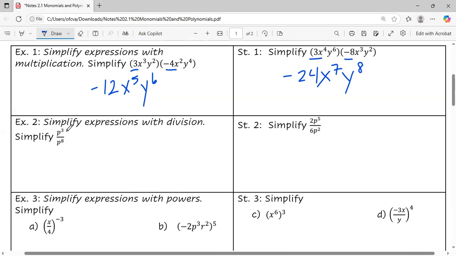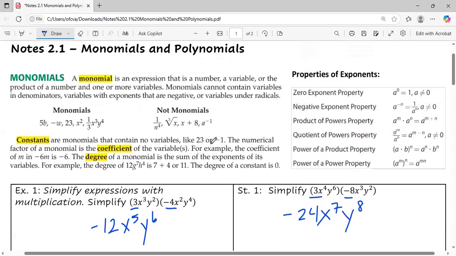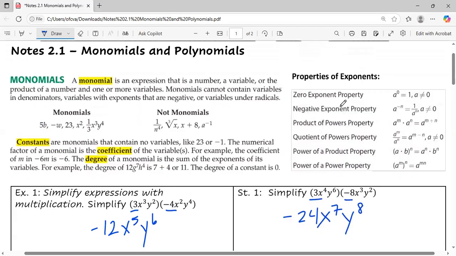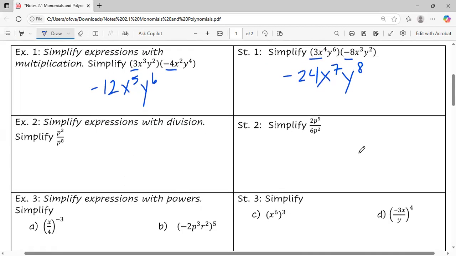The second example is about division. And remember that if you need to see the rules, all of these rules are here. I'm not going to spend the time going over them because these are rules from Algebra 1, so you should know those pretty well. But if you need to, you can go back and look. So simplifying expressions with division is subtraction. Basically, if you're dividing p to the third by p to the eighth, that's the same as having p to the 3 minus 8, right? But 3 minus 8 gives you negative 5. So you end up with p to the negative 5.